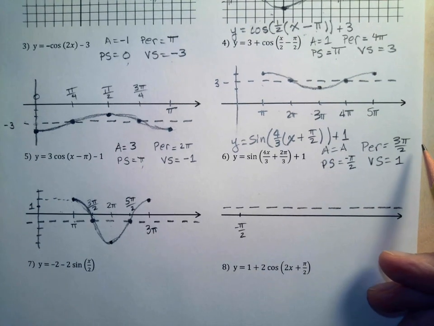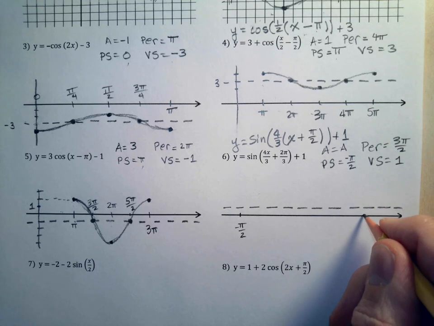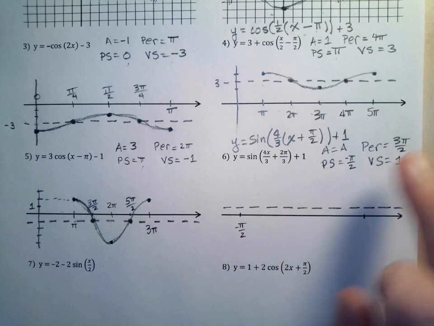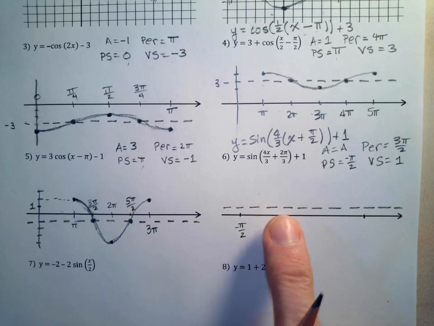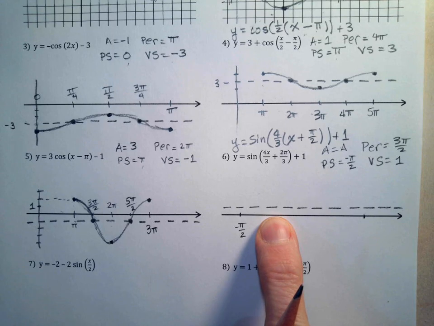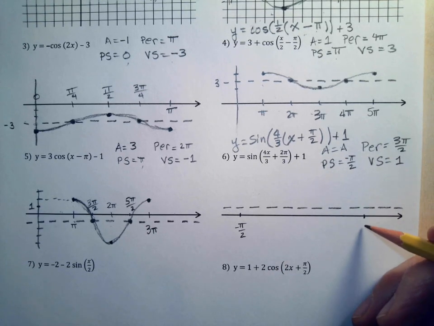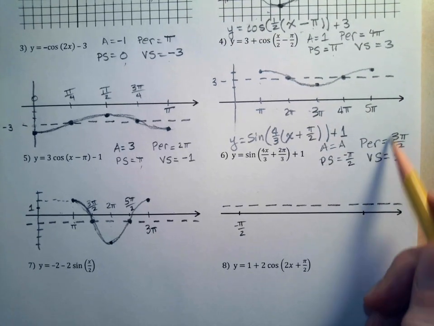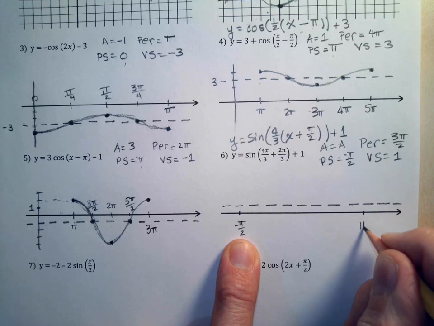We want to go a period away, so it's 3 halves of pi. So I'm going to go over to 0, that would be a half a pi, and then another half of pi would be positive pi over 2, so then another half would just be pi. So 3 halves of pi added to negative pi over 2 is just pi.